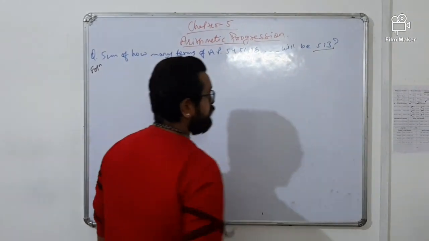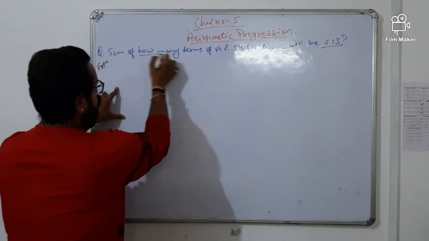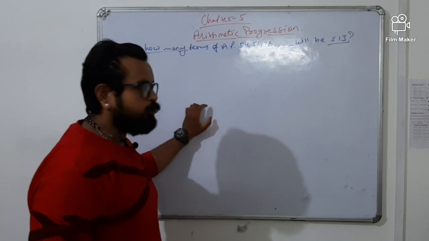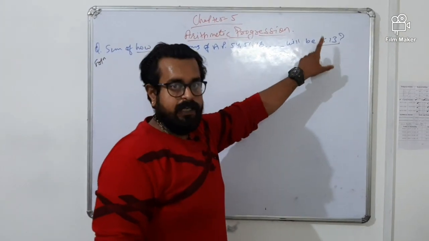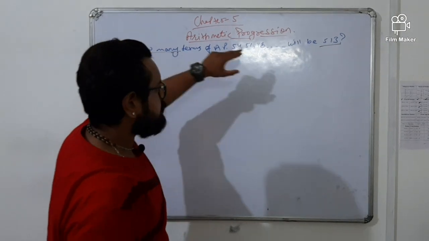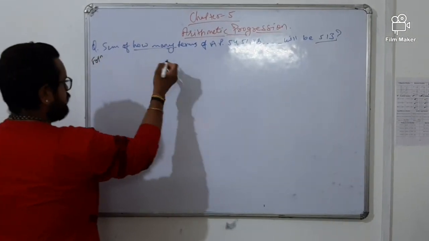This is the value of Sn, because here it is given the sum of how many terms, which means the value of n we have to find. This is the AP given and this is the value of Sn, because the sum is given, so this will be the value of Sn. Now we will start the solution.